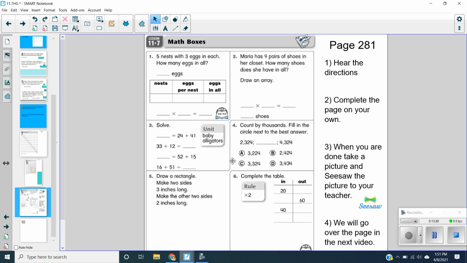Solve for number 3. Number 4, you're counting by 1,000. Fill in the circle next to the best answer. For question number 5, you're going to draw a rectangle and make 2 sides 3 inches long, and then make the other 2 sides 2 inches long. And for our last one, number 6, you're completing the table.